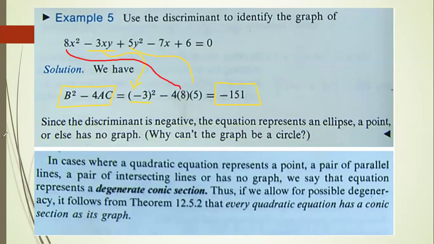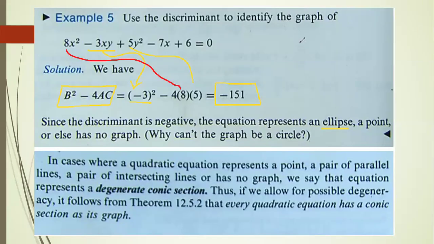151. And we would say that it could either be an ellipse or a circle. In this case, it actually is an ellipse. But why can't it be a circle? And that is where this set of rules comes into play.